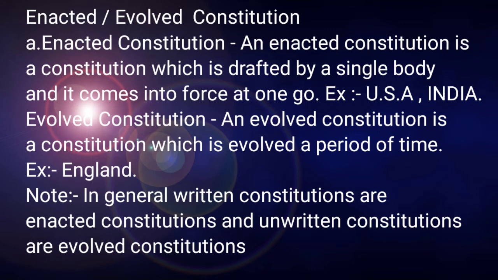In a similar manner, if we talk about the US constitution, it is also drafted by a single body and it came into force in the year 1789. But on the other hand, if we talk about evolved constitution, these are the constitutions evolved over a period of time. If we take the example, it is England. Because the England constitution is not drafted by a single body and also it did not come into force at one go. It has evolved over a period of nearly 8 centuries.